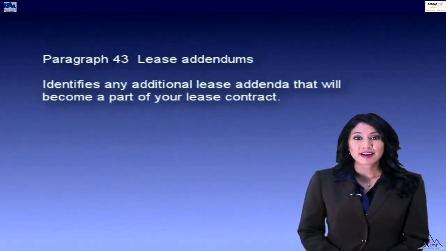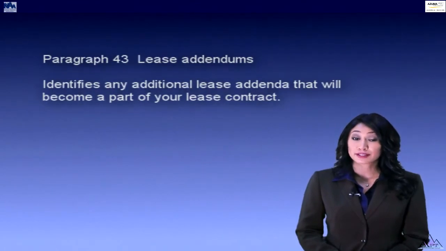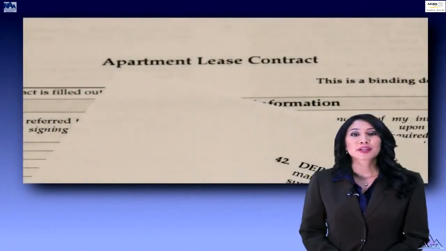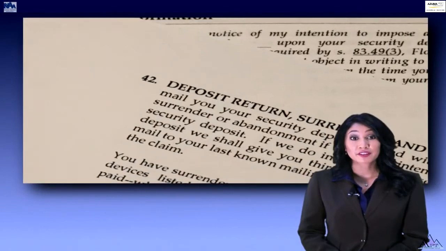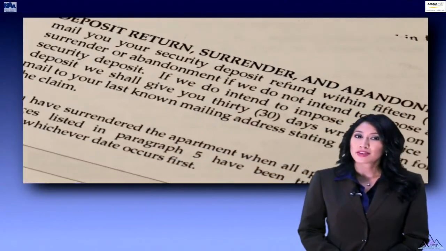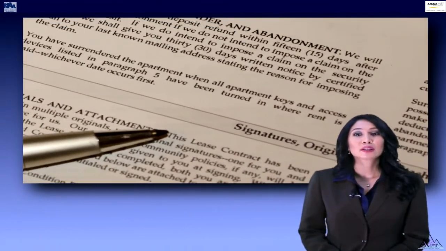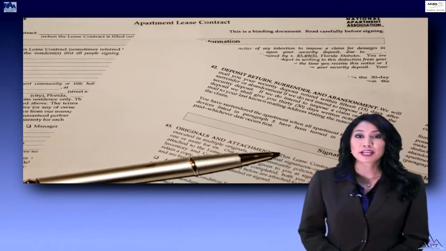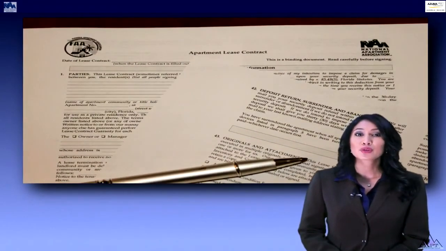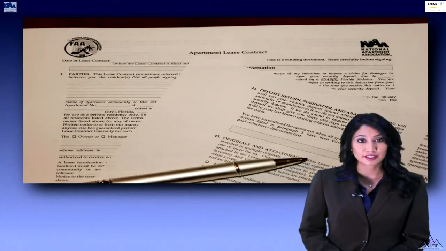Paragraph 43 identifies any additional lease addenda that will become a part of your lease contract. It also acknowledges that multiple originals of the lease have been executed and that you will be given a signed original for your records. Because you are legally bound by it, the last page of the lease reminds you that you should read the entire document carefully.